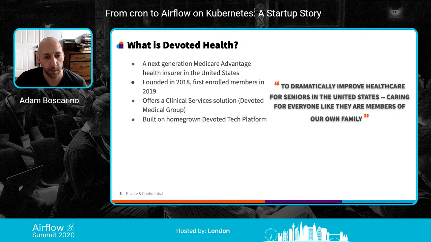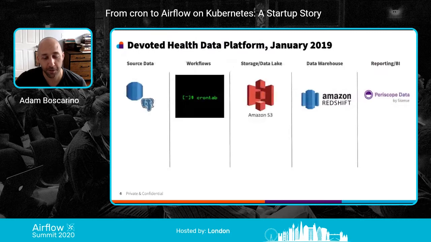So when I joined the company in January 2019, this is what our data platform looked like. Our source data sits in RDS. We use cron to schedule data pipelines, and we were using S3 and Redshift to store data and Periscope for reporting. And this stack worked pretty well for us.